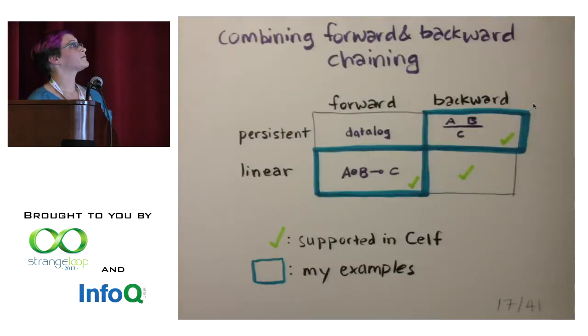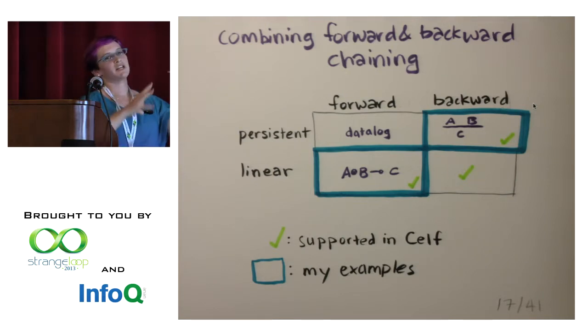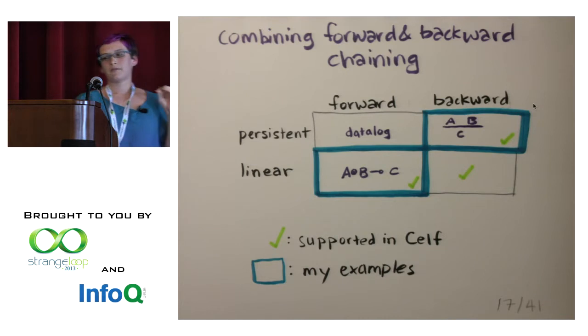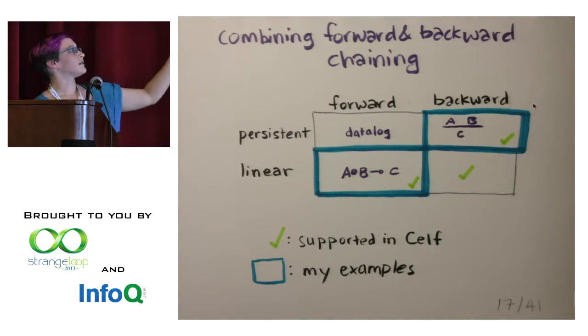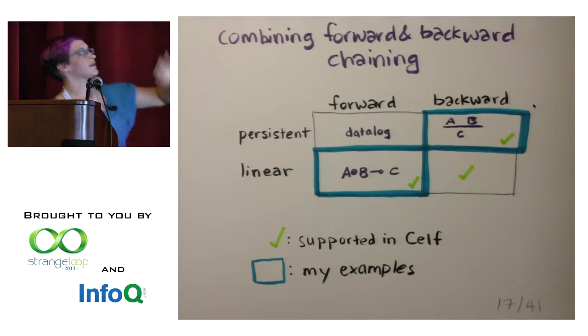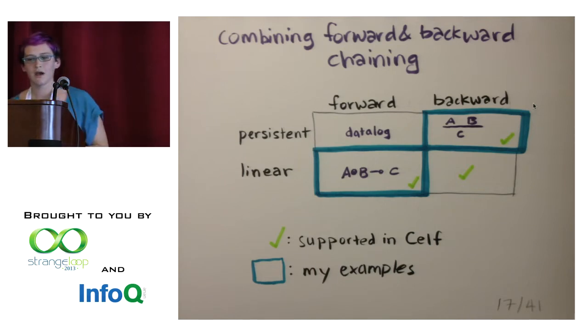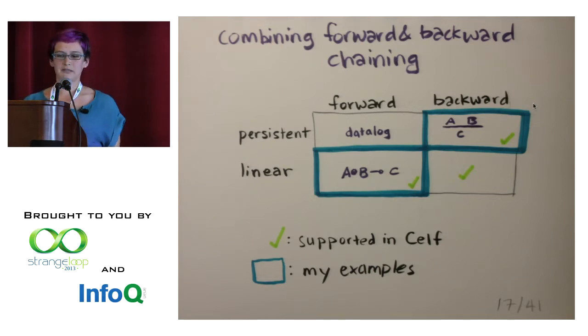I've so far described both forward and backward chaining and persistence and linear logic, and all combinations of these things make sense. But specifically for this talk, by convention and by virtue of the examples I'm working with, I'll use backward chaining predicates for persistent things and forward chaining predicates for linear things. Again, that bottom left cell is what I'm interested in, because that's what lets us model these evolving systems. Everything with a green check mark in it is available and supported in Celf. It doesn't have good support for persistent forward chaining, but that is available in Datalog.